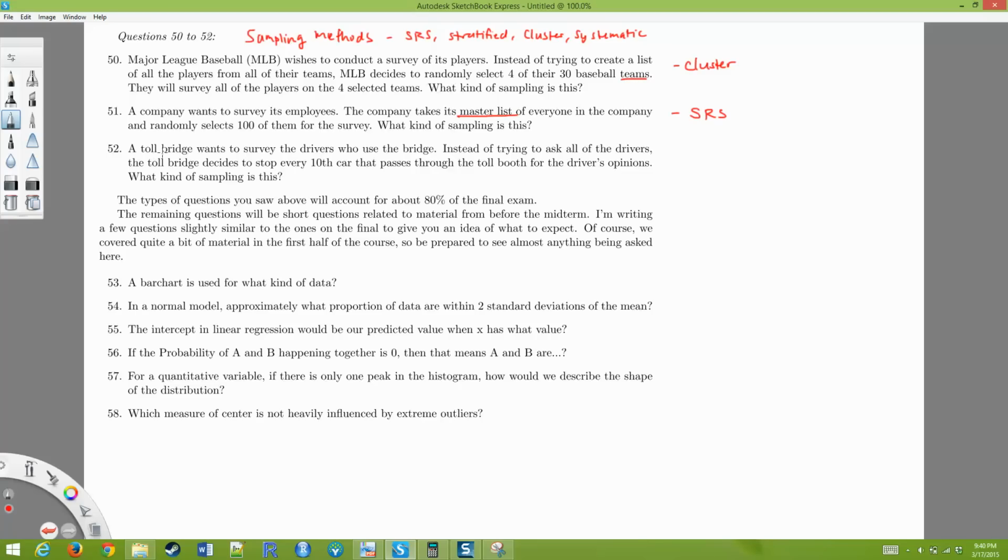All right, and number 52, a toll bridge wants to survey the drivers who use the bridge. Instead of trying to ask all the drivers, they decide to stop every 10th car that passes through for the driver's opinions. What kind of sampling is this? Systematic.